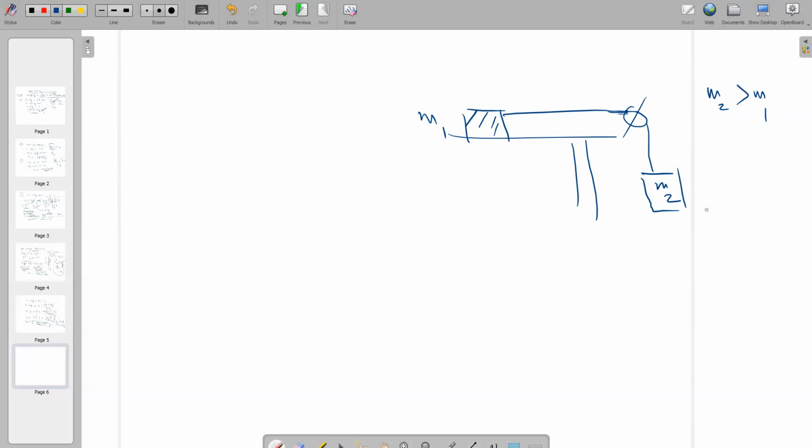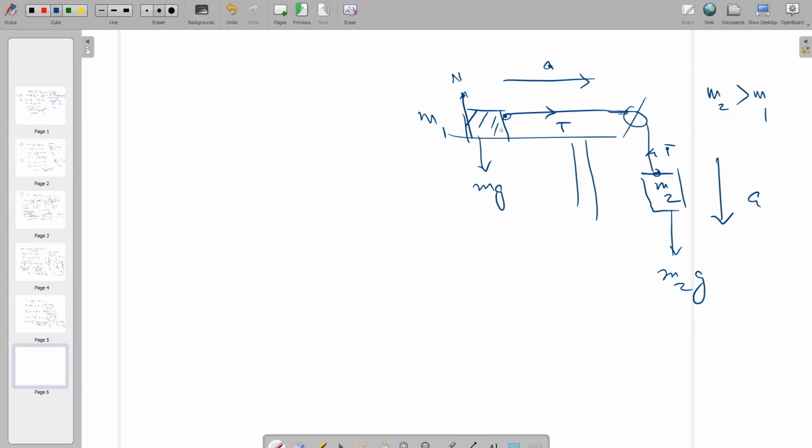If M2 is greater than M1, it will go down and the other will move this way with the same acceleration. Here the tension is on this side, and here the tension is in this direction. Here this is M2G and this is M1G, and the normal reaction is this one. N is balanced by M1G, so the body is not moving in the vertical direction. It is only moving in the horizontal direction.